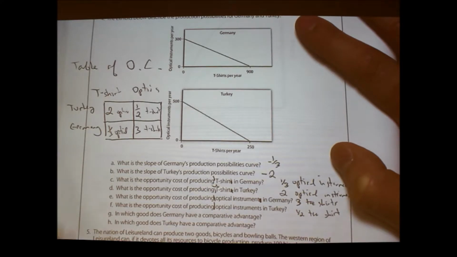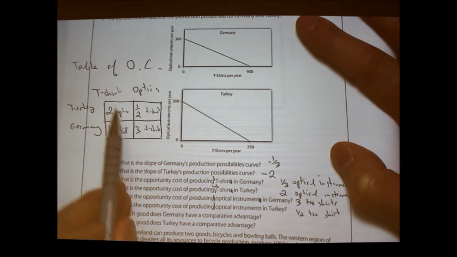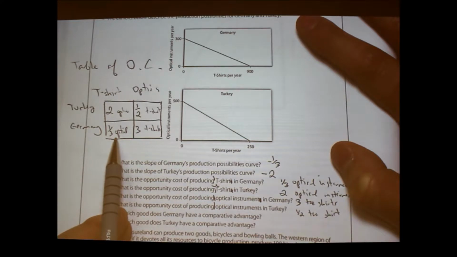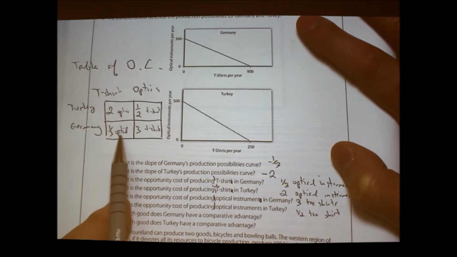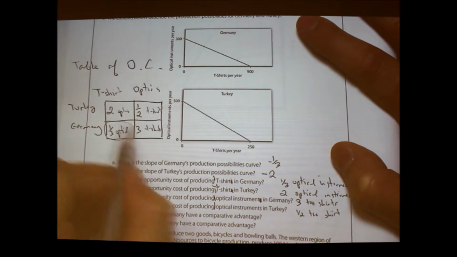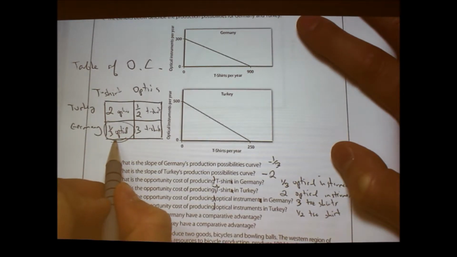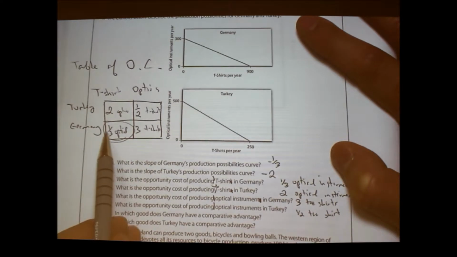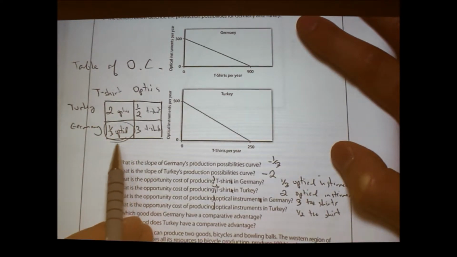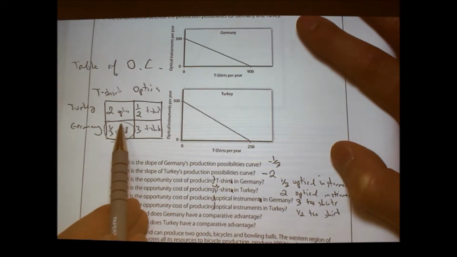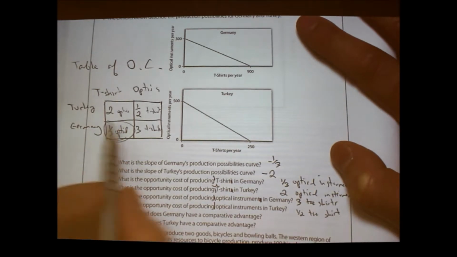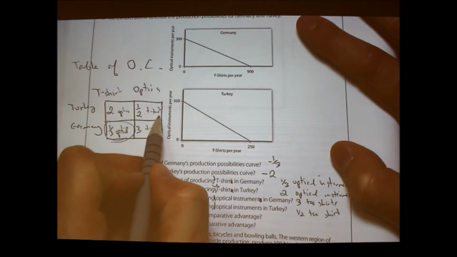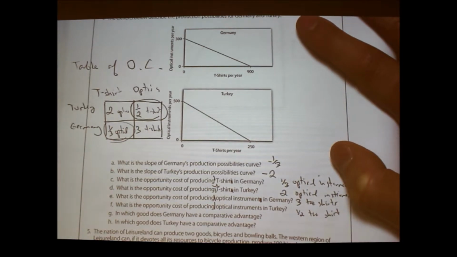So, in producing t-shirts, who has a lower opportunity cost? Turkey or Germany? Germany, because 1/3 of an optical instrument is less than 2 optical instruments, right? So therefore, Germany has a comparative advantage in t-shirt production. Its opportunity cost is lower. And I said in a previous lecture, you can't have a comparative advantage in both things. Therefore, Turkey has the comparative advantage in optical instruments.